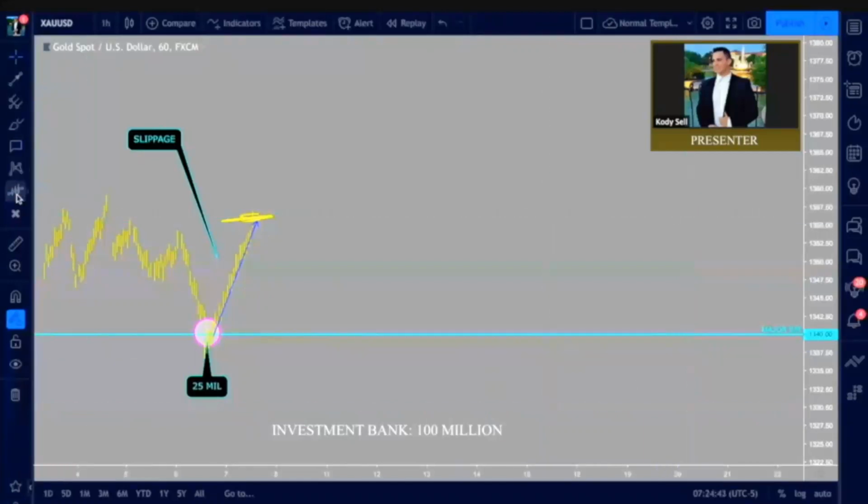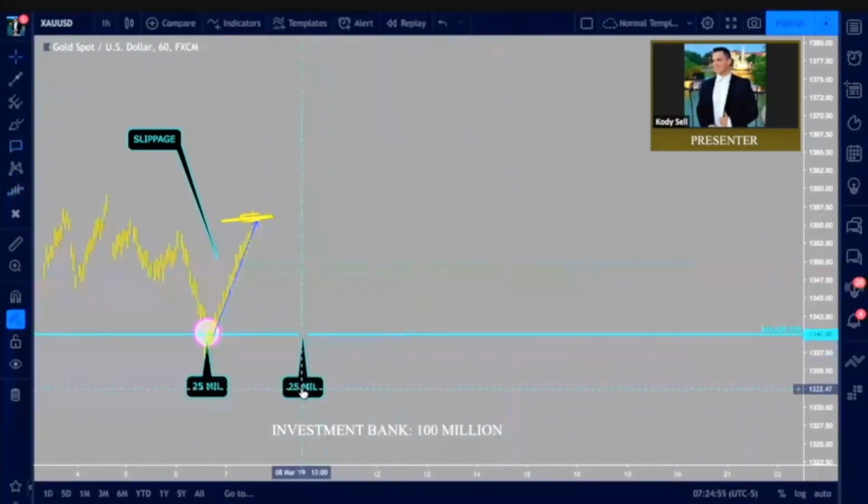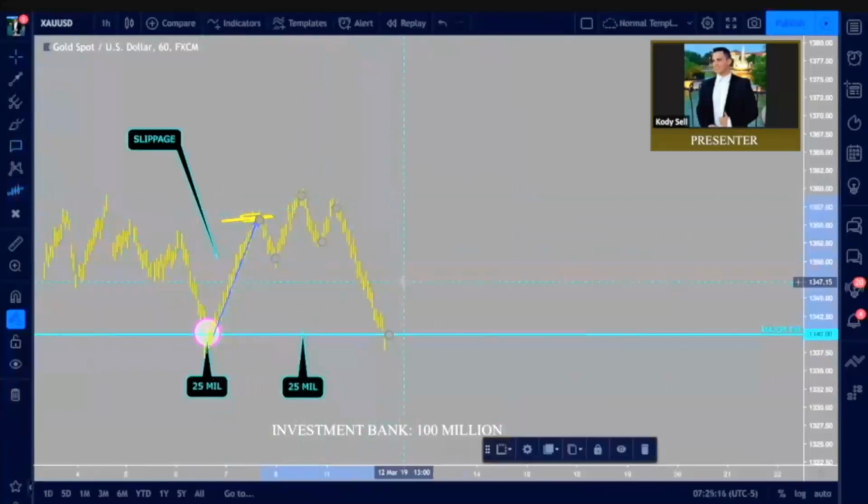So here we go again, price is up here. And now keep in mind, our investment bank has another order down here for $25 million. Again, they can't just fill the other $75 million because that would be too much slippage. They'd lose too much money. Price would rise all the way up here, and they would have to fulfill another 40 million up here at a much higher price point, and they'd lose a ton of money. So here's what's going to happen. Price will ultimately come around, and then boom, it will find this level again.